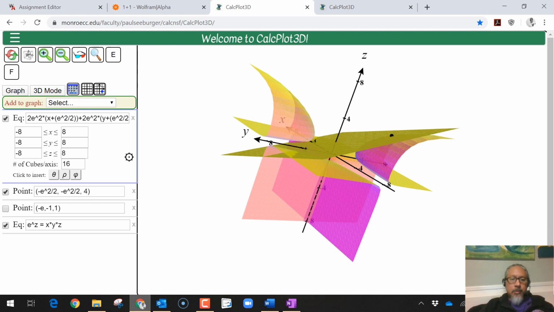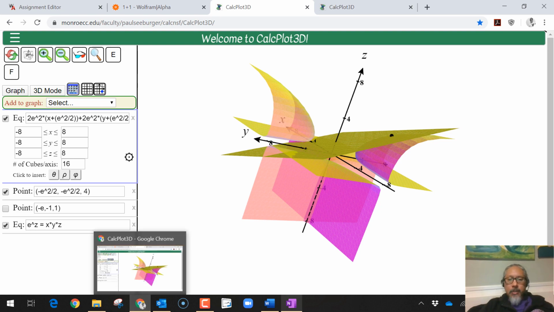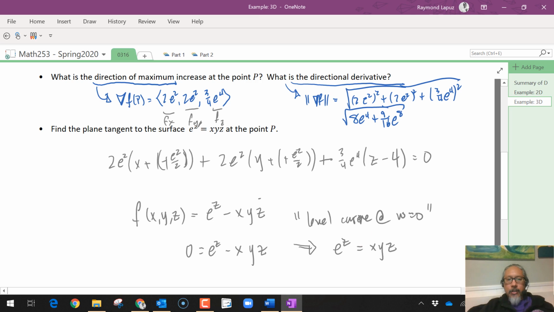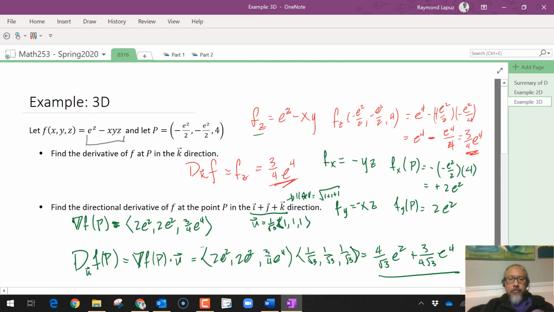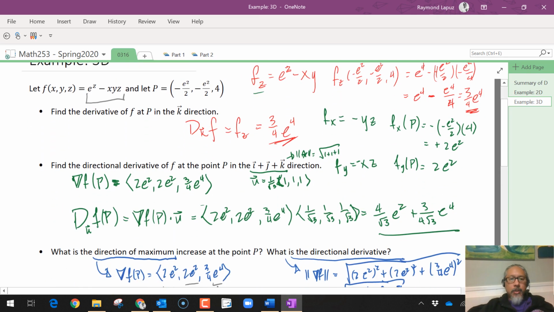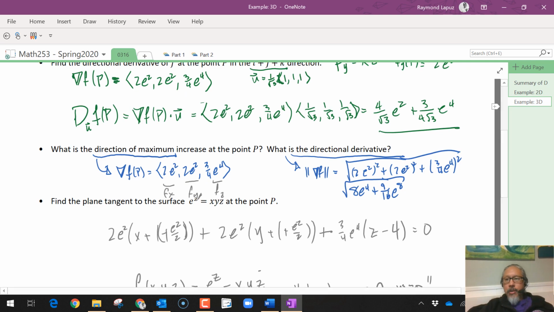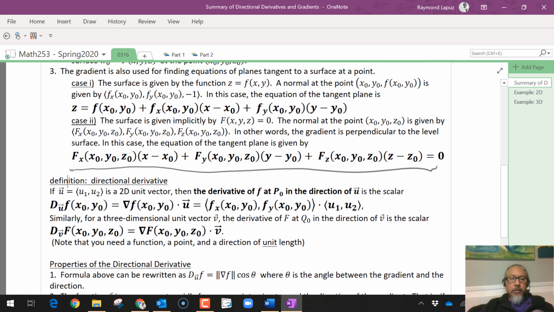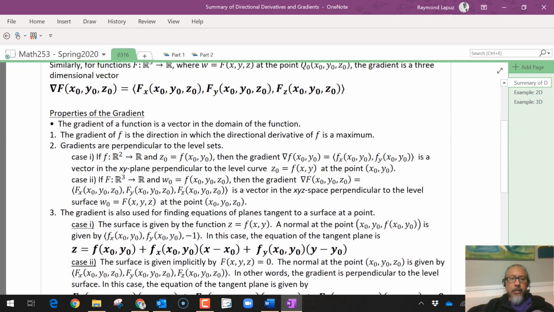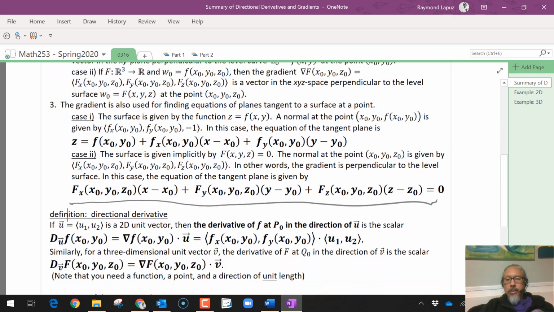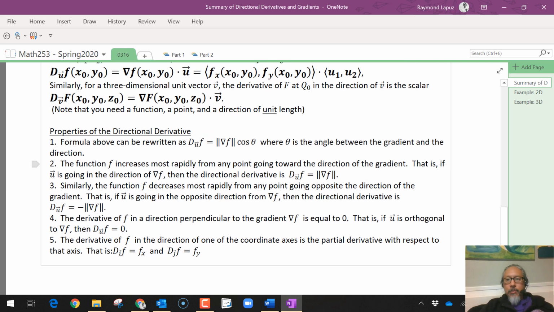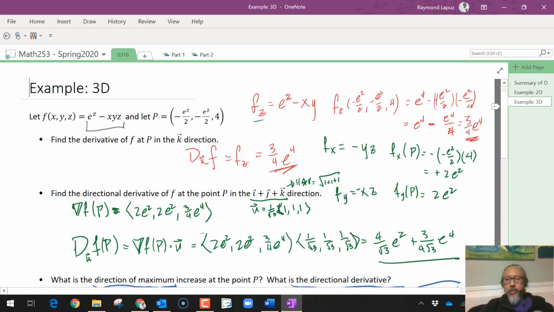Okay, so that about wraps things up. We went through a two-dimensional example and a three-dimensional example using the ideas from the gradient and some properties of the gradient and directional derivatives. Alright, so I hope these examples make sense, and I hope they help you prepare for understanding this and getting it ready for the test. So good luck.